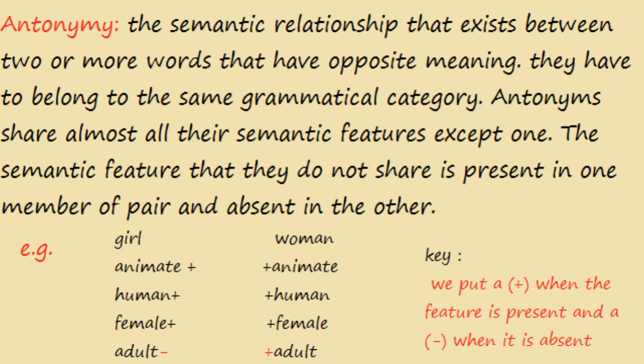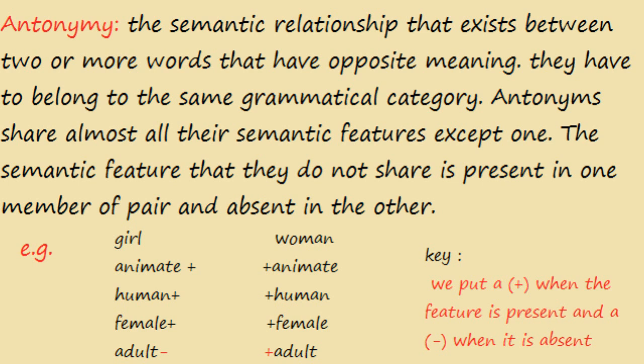Girl is animate, woman is animate. Girl is human, woman is human. Girl is female, woman is female. But girl is not an adult, so it is absent. But a woman is an adult, so it is present. So this is what we call a semantic feature.